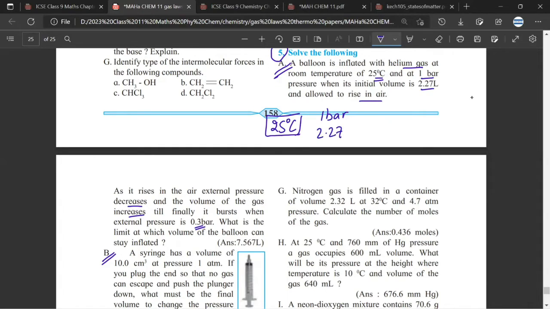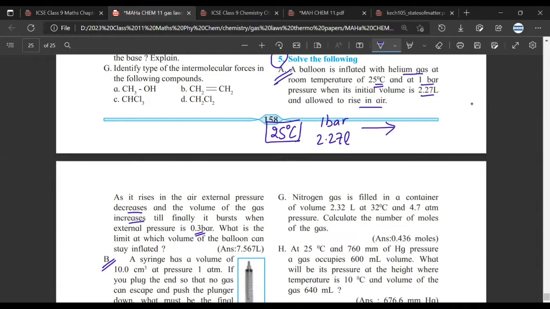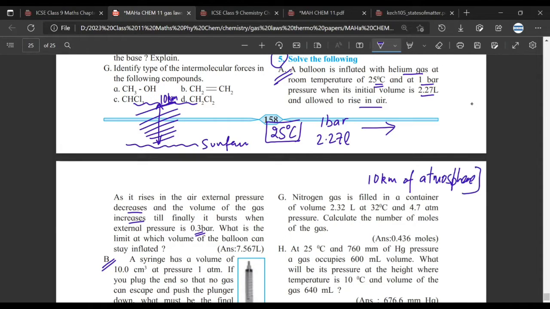It starts rising. Please try to understand what happens when this balloon starts rising. Let us try to understand. So this is, say, the surface. Now when the balloon is at the surface, approximately 10 kilometers of atmosphere is above the balloon. Any doubt about this? So 10 kilometers of atmosphere is above the surface of Earth, approximately. So the balloon is here. When the balloon is here, the pressure is 1 bar.